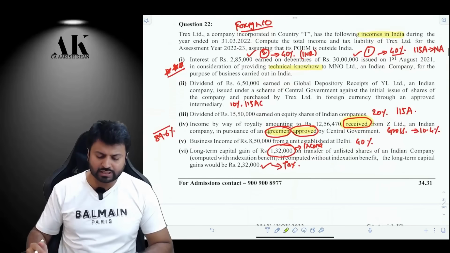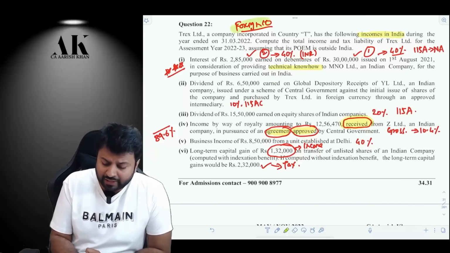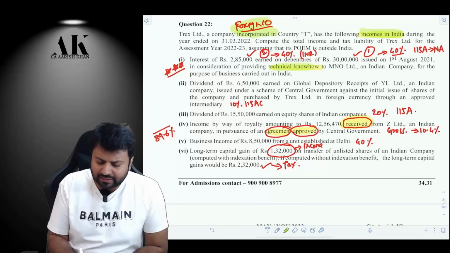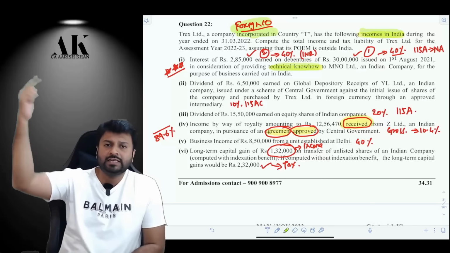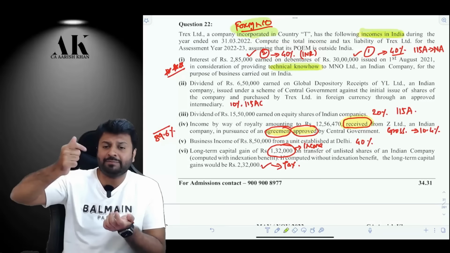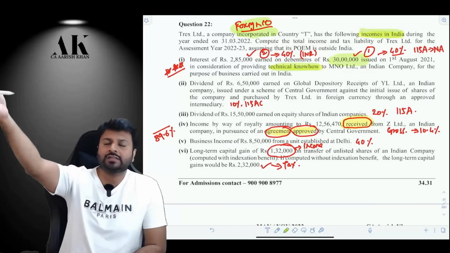Okay. Next one, question number 22, is a question based on NR taxation. Beautiful question. This is a foreign company. It is earning some incomes in India. The first income earned in India is income from technical know-how. That foreign company is providing some services to an Indian company, and the Indian company is not making the payment in money. That Indian company is giving debentures to the foreign company of 30 lakh rupees. So this debenture is a consideration for the foreign company.